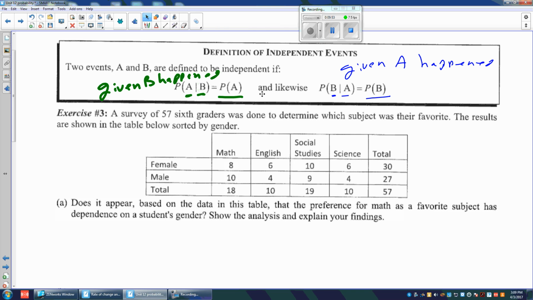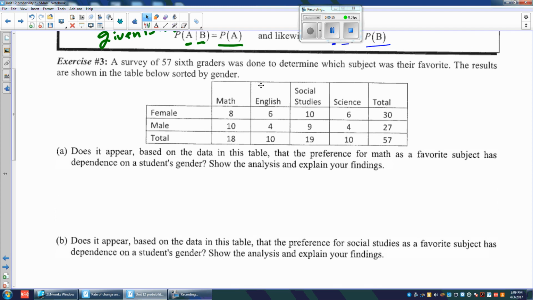So a survey of 57 sixth graders was done to determine which subject was their favorite. The results are shown in the table below, sorted by gender. There's the table. Does it appear, it doesn't mean it has to be a fact, just does it look like, based on the data in this table, that the preference for math as a favorite subject has dependence on a student's gender? Show the analysis and explain your findings.